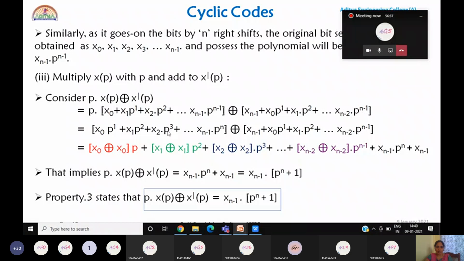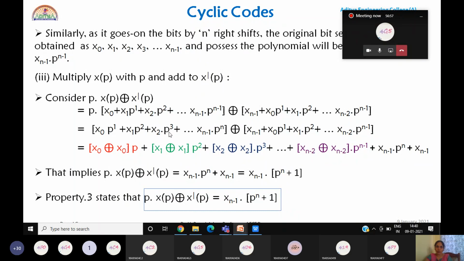So take p as common. If you take p as common, you will get x0 XOR x0. So for same inputs, the XOR operation is 0. So this will become 0, and p square if you take common, you will get x1 XOR x1.